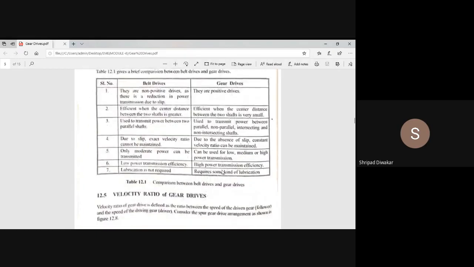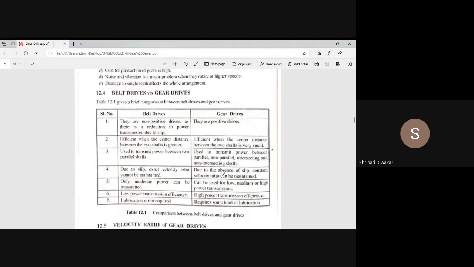Now, the last one. I'm going to make the comparison between belt drives and gear drives. Belt drives are most useful when the center distance between the two shafts is large. Gear drives are most efficient when the center distance between two shafts is small.